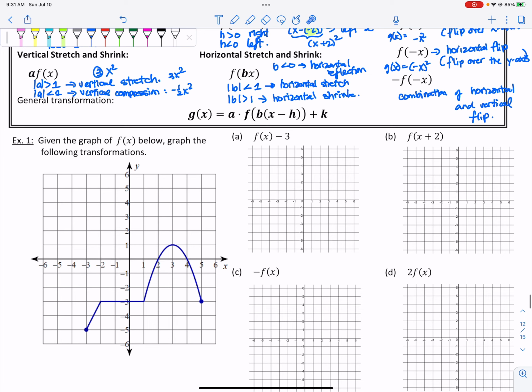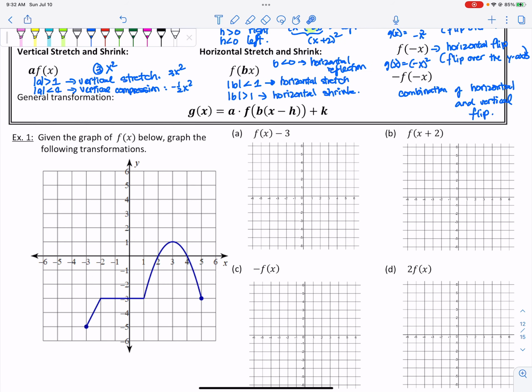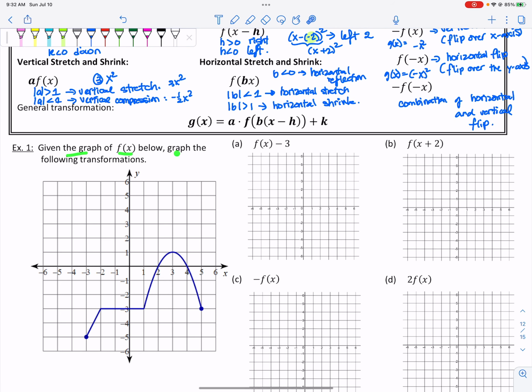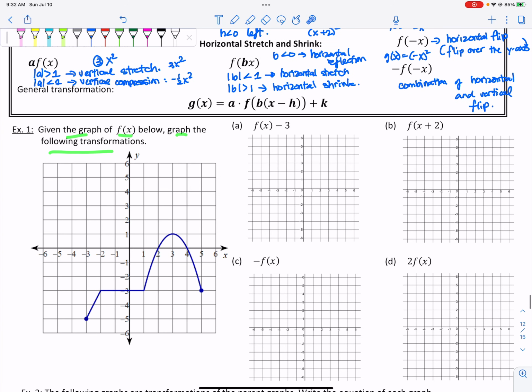All right, let's take a look at an example here. We're given the graph of f of x below. Graph the following transformation: f of x minus 3. This one tells us that everything is being moved down 3.